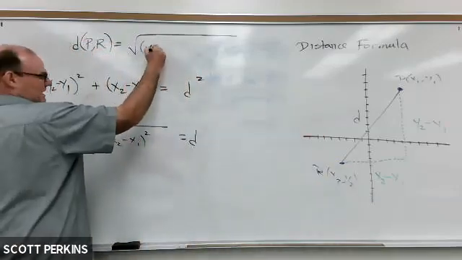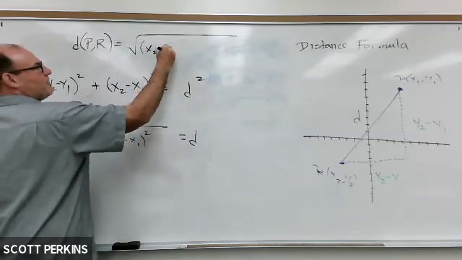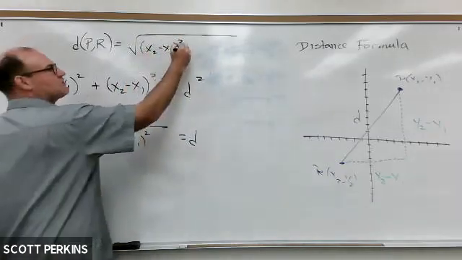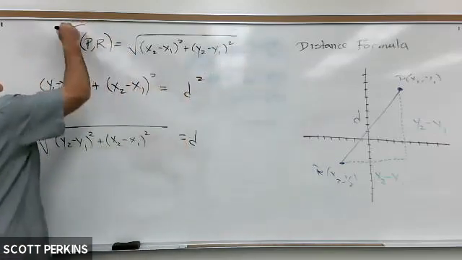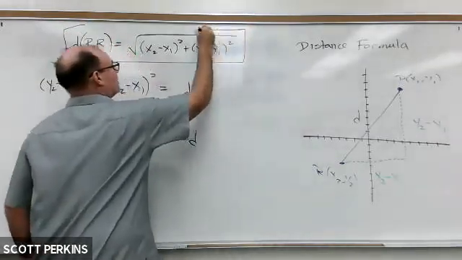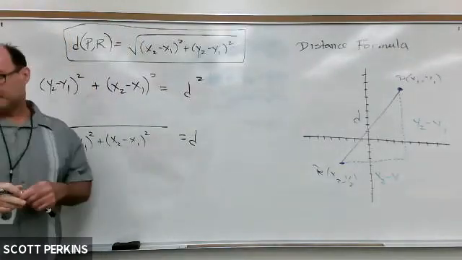So I'm just going to do the x's first for no particular reason, just alphabetical order. x2 minus x1 squared plus y2 minus y1 squared. And this right here is our good buddy, the distance formula.